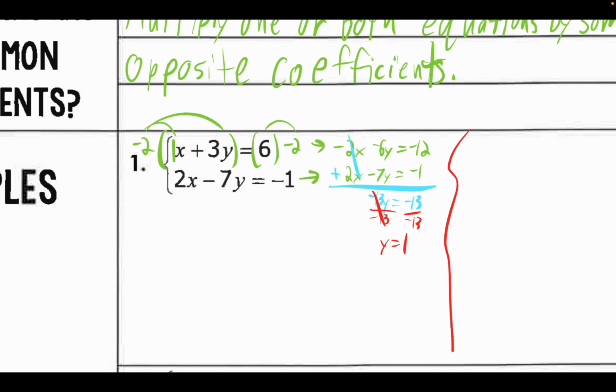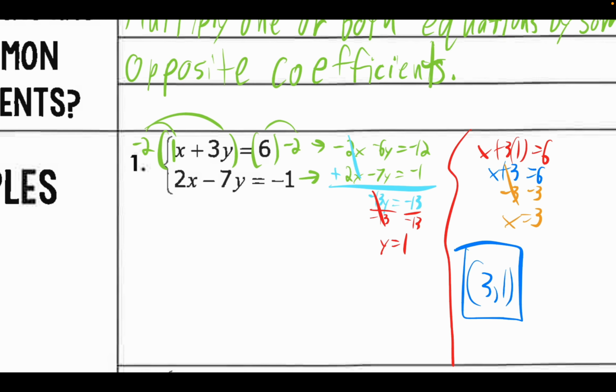Now I can plug this in to one of my original equations, or this new one if I really wanted to. I'm going to pick the top one because the numbers are slightly smaller. I'm going to get x plus 3 times 1 equals 6. So that's x plus 3 equals 6. Subtracting 3 from both sides gives me x equals 3. So that's (3, 1).